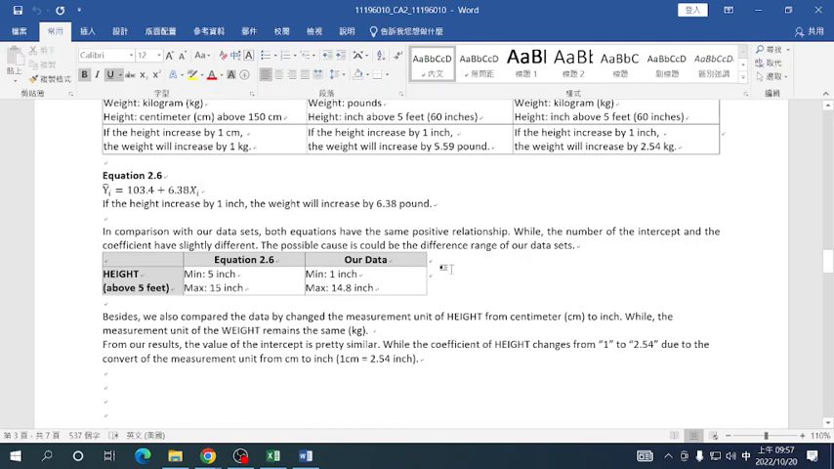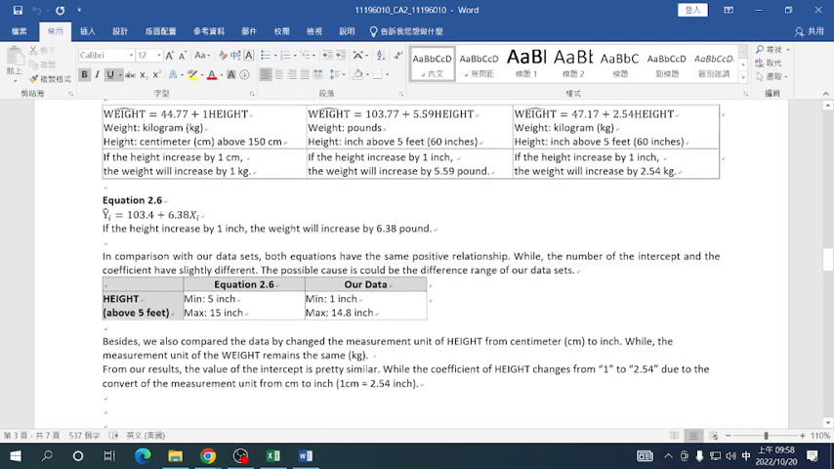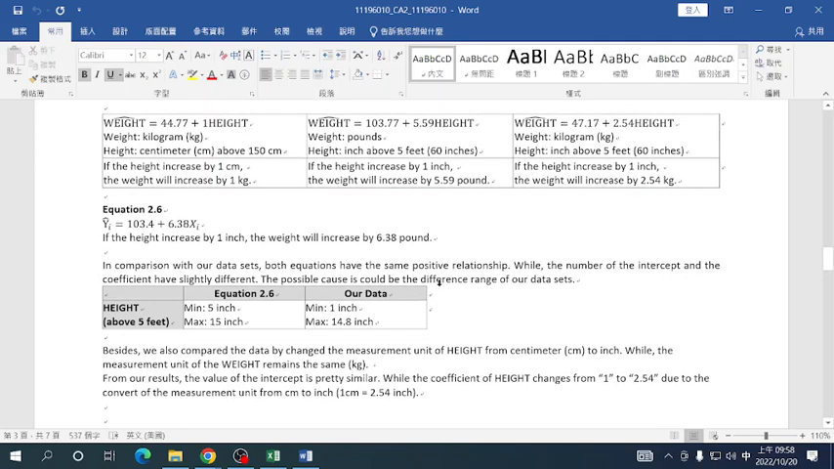If the height increases by 1 inch, the weight will increase by 6.38 pounds. In comparison with our data set, both equations have the same positive relationship, while the intercept and the height coefficient are slightly different. The possible cause could be the different range of our data sets. So this is the minimum and maximum from equation 2.6, and this is the minimum and maximum from our data sets.